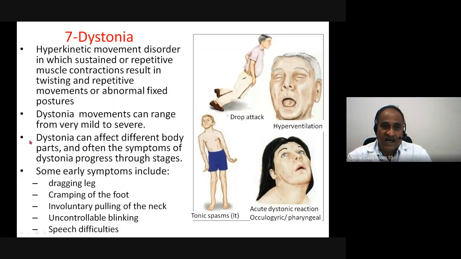These are dystonia, and dystonia can affect different body parts, and often the symptoms of dystonia progress through stages. Some early symptoms include a dragging of the leg or cramping feet, involuntary pulling of the neck. Sometimes we do have that because of the abnormal posture we have adopted during sleeping. Uncontrollable blinking, that is a repetitive action, some persons have that dystonic blinking. Or there are speech abnormalities. They may end up with a stuttering. So these are dystonic features.